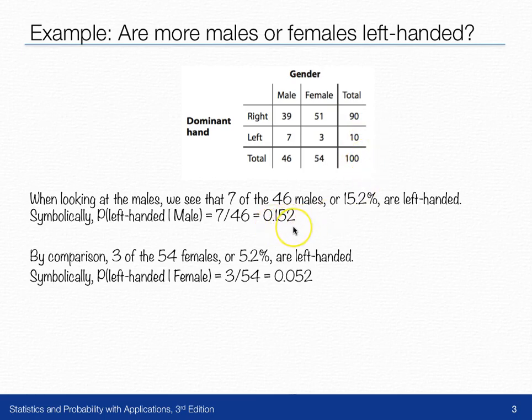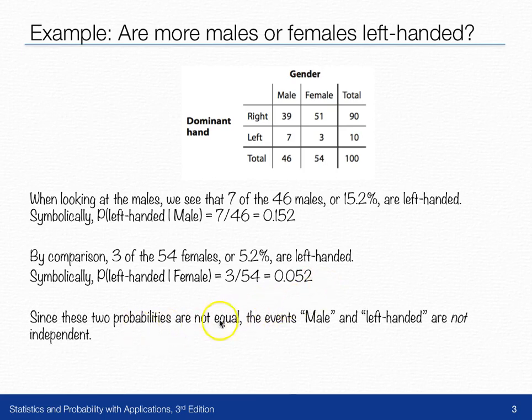That number jumps to 15% if we know that the student is male, and drops to 5.2% if we know that the student is a female. For this reason, based on the inequality of 0.152 and 0.052, the events male and left-handed are not independent.